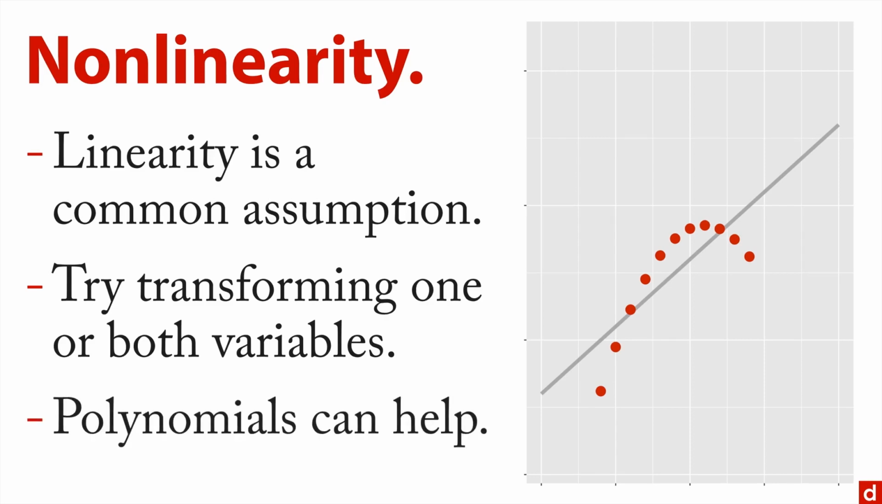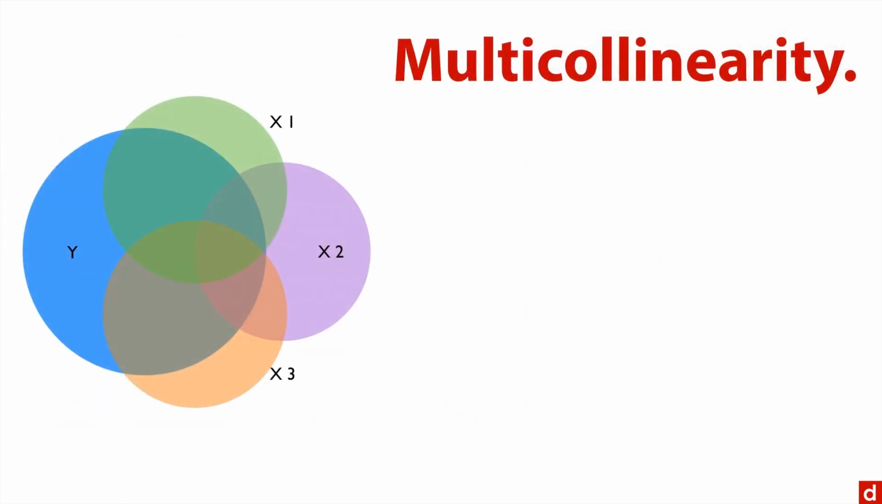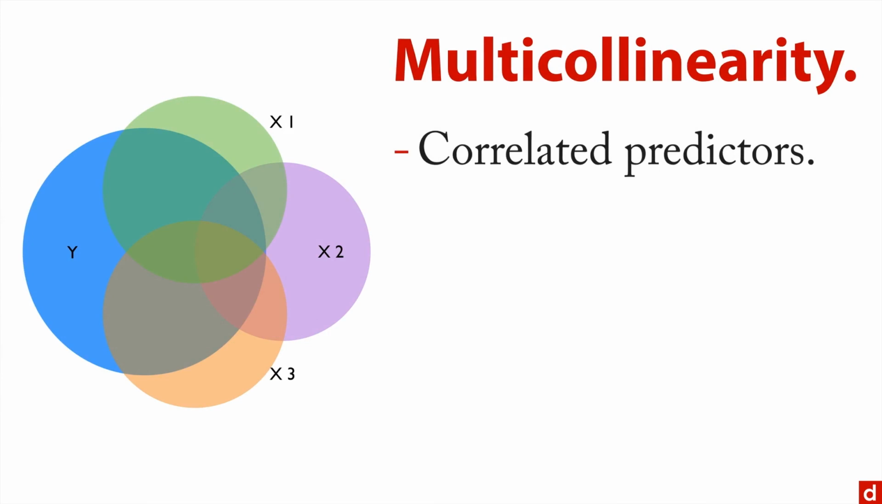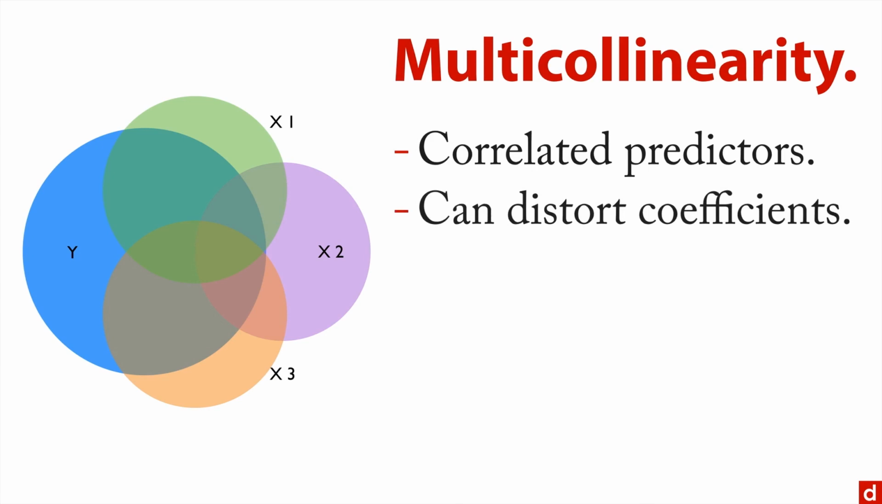Also, using polynomials, things that specifically include curvature, like squares and cubed values, that can help as well. Then there's the issue of multicollinearity, which I've mentioned previously. This is when you have correlated predictors, or rather, the predictors themselves are associated with each other. The problem is this can distort the coefficients you get in your overall model.